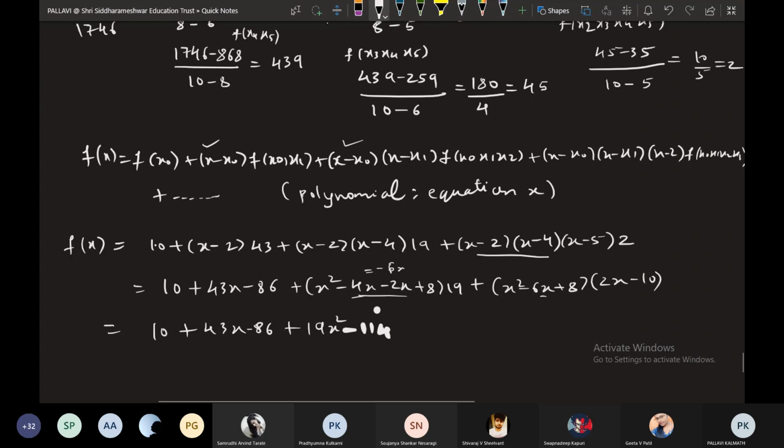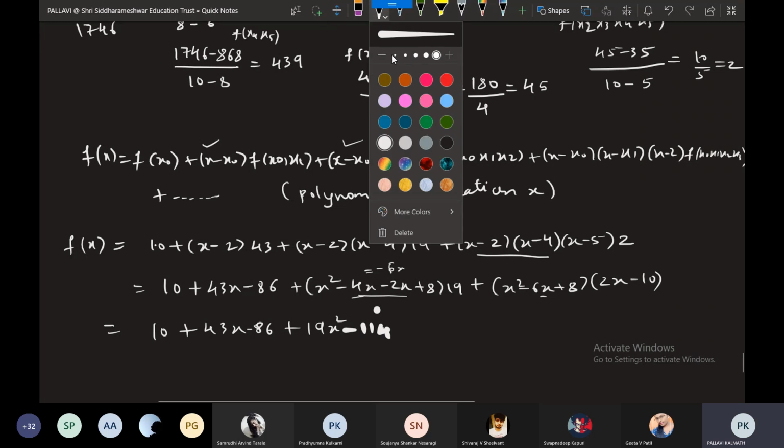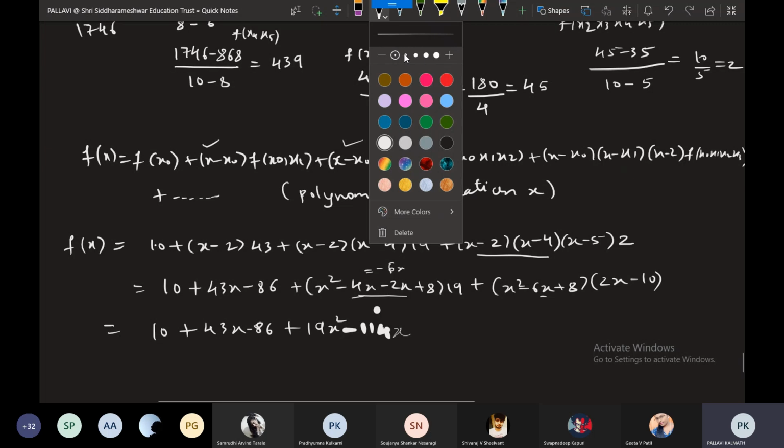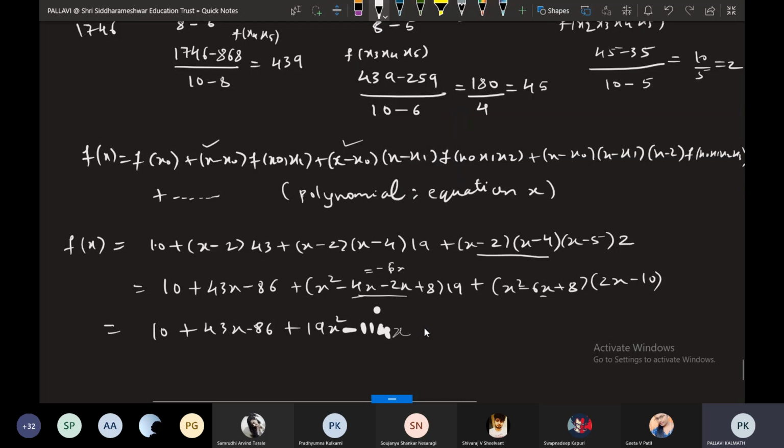Oh my god, it is coming so thick. Okay, I'll take a smaller size. 114x I should write, right? Very thin. Okay, I will take some other size. Then minus or plus? It is plus. Okay, 19 times 8 is how much? It is 152 plus. Now you can simplify and tell me.